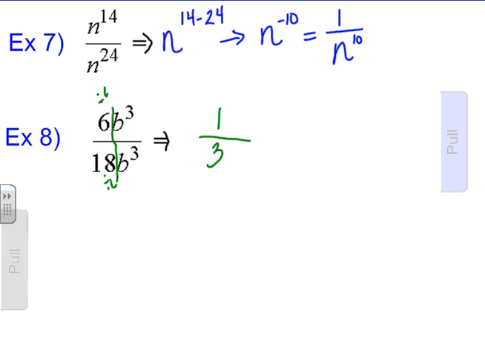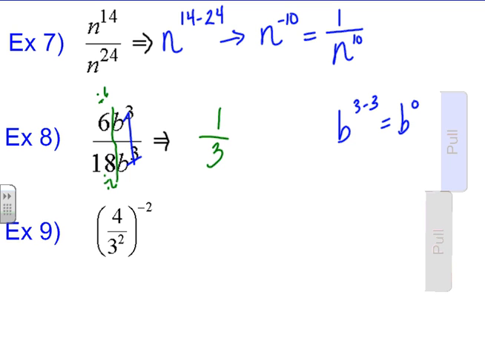Then we take a look at our variables. Now we could sit here and do our variable rules of b to the 3 minus 3, which we know to be b to the 0, but can we see that they're exactly alike? Since they're exactly alike, it's kind of a big giant 1. So 1/3 times 1, our answer is just 1/3.